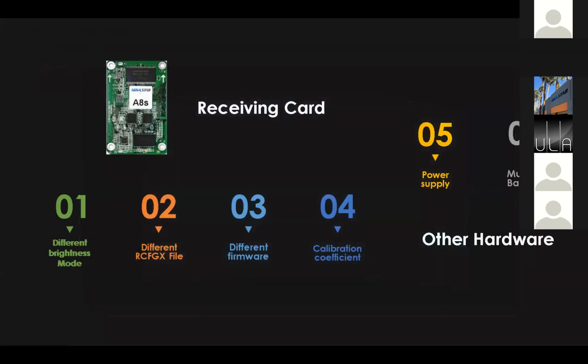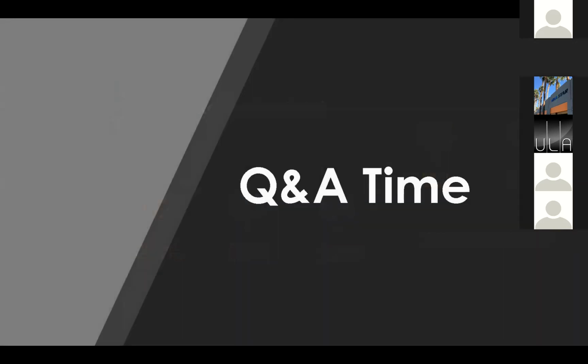And let's have a simple review about this part, about different brightness. First, check the different brightness modes. For the software part, also RCFGX file, different firmware, and the calibration coefficient. And for the hardware part, that should be the power supply and the multiple batches. So that's all about the different brightness part. If you have any questions, just leave them. I think we will answer after that.